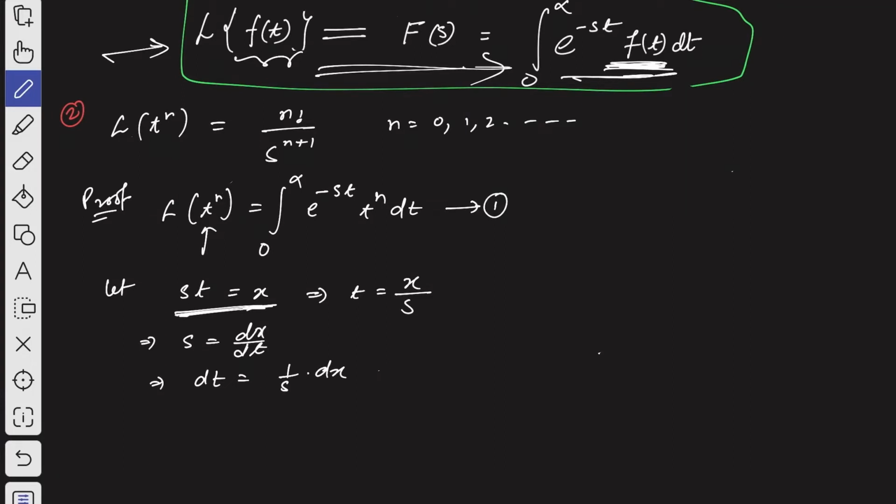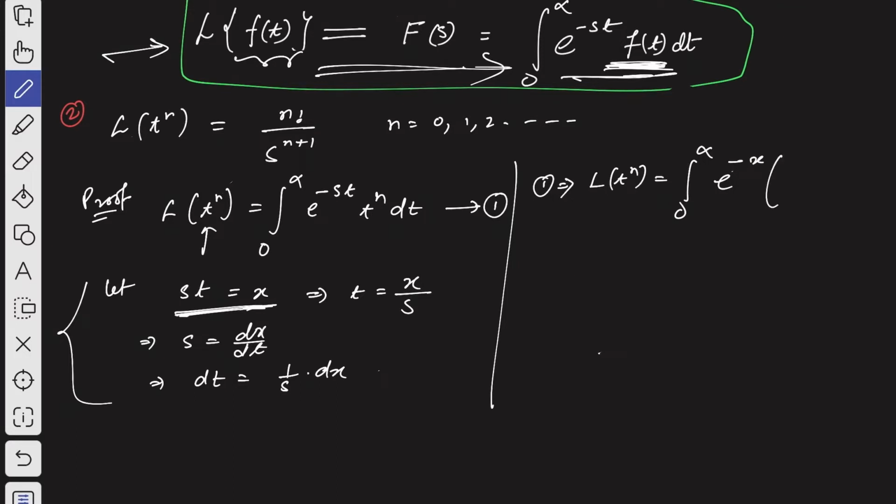So if you substitute those values in equation 1, then this equation number 1 will imply that Laplace transformation of t to the power n is equal to integration 0 to infinity e to the power, so st is replaced by x, e to the power minus x, then t is replaced by x by s, this is t, isn't it?